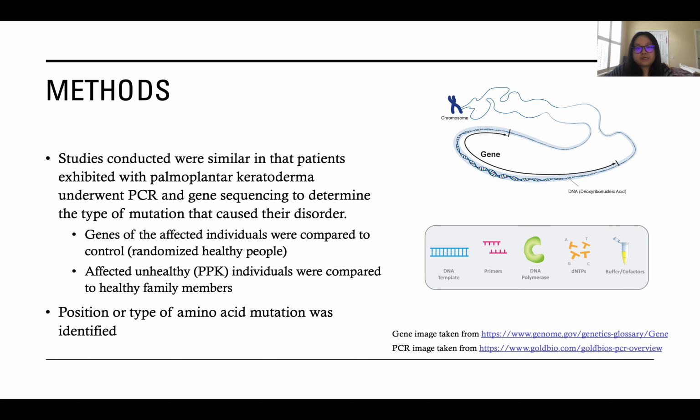So since I did a review, I just want to go over some of the recurring methods that were seen in all the papers I analyzed. The affected individuals were usually compared to a group of control, healthy, unaffected, randomized individuals from the population or their healthy family members. And PCR and gene sequencing were analyzed in these studies to determine the type of mutation, the exact position of the mutation in some studies, and what type of amino acid alterations were seen in these PPK individuals.